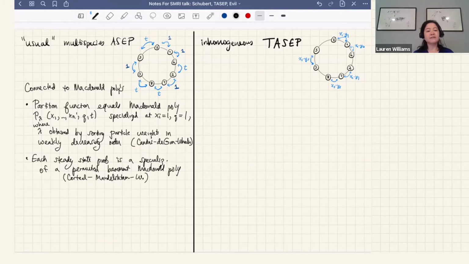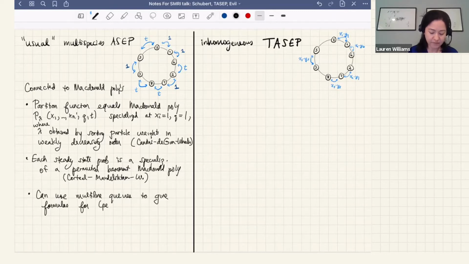Mandelshtam. And I'll just mention one very nice application of this connection between ASEP and Macdonald polynomials, and the fact that there's this combinatorics of multi-line queues describing steady state probabilities of the ASEP: we found that we could use multi-line queues to give new formulas for both Macdonald and permuted basement Macdonald polynomials. Okay, so that is the situation for the usual multi-species ASEP.